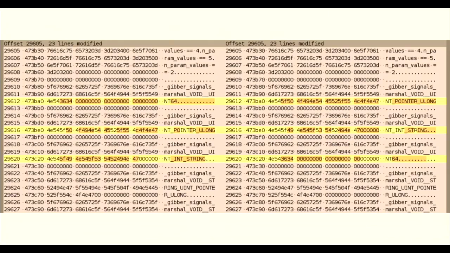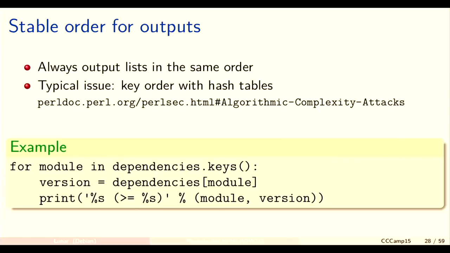Another example. Can you see what it is? It is a dump of some executable. It has three functions, and sadly, depending on the build, they're not in the same order. That's actually because it's generated code, and it's generated by using the key order in hash tables.